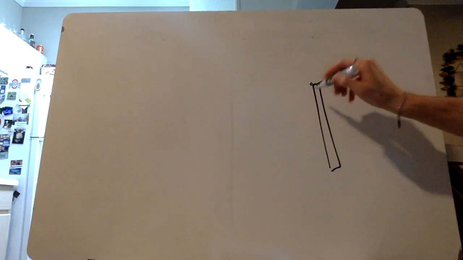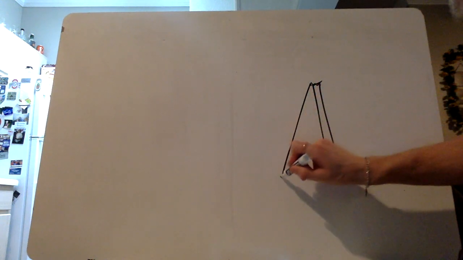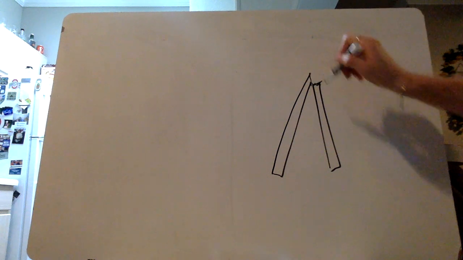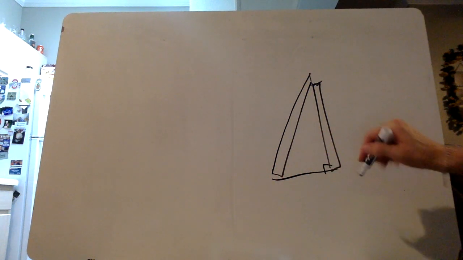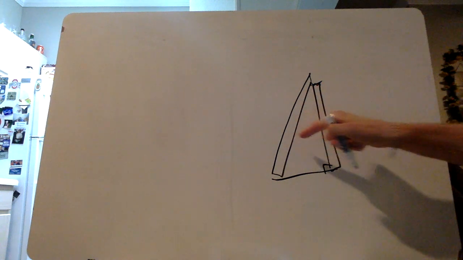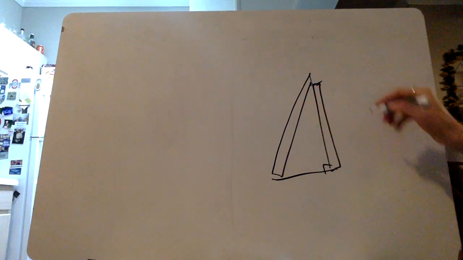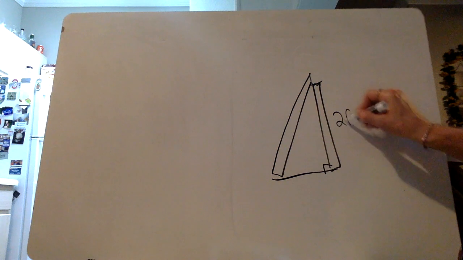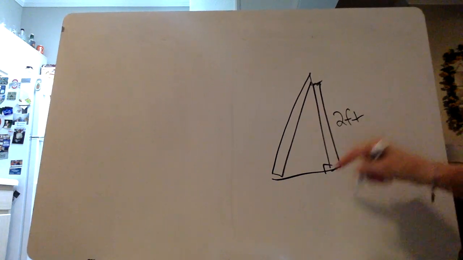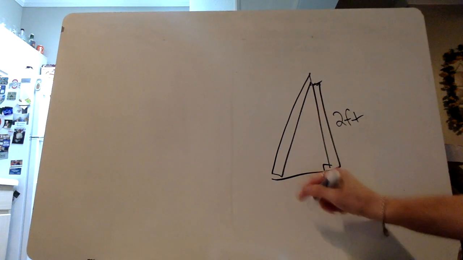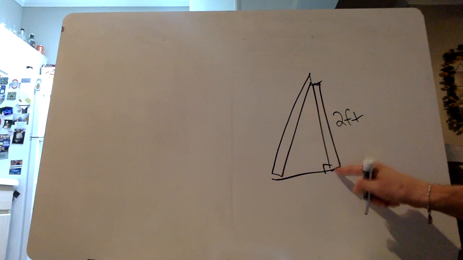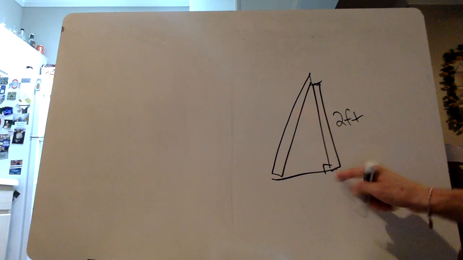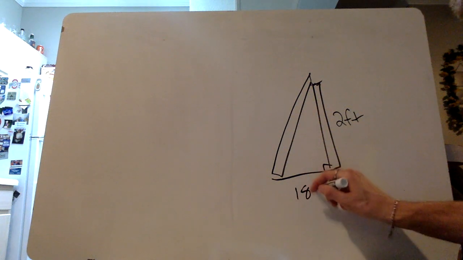There's my post. It's broken right there. And then it fell over on the ground. Break. Ground. 90 degrees. We got to see how long this is with this. Okay, so the dimensions are 2 feet on this side, and then the base, the distance from the top of the pole after it broke to the original bottom of the pole or the post, it is 18 inches.